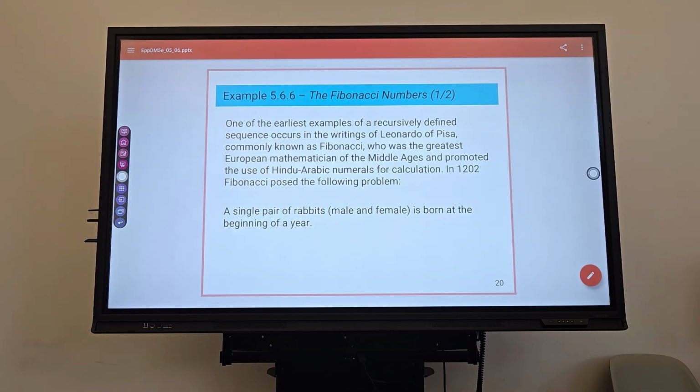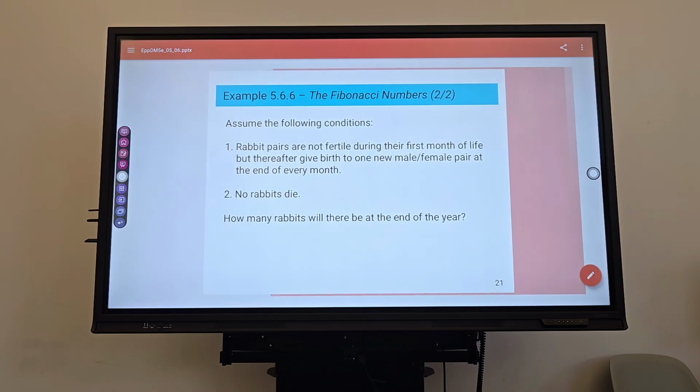A single pair of rabbits, a male and female, is born at the beginning of the year. Assume the following conditions. Rabbit pairs are not fertile during the first month of life, but thereafter give birth to one new female and male pair at the end of every month, and no rabbits die. How many rabbits will there be at the end of the year?